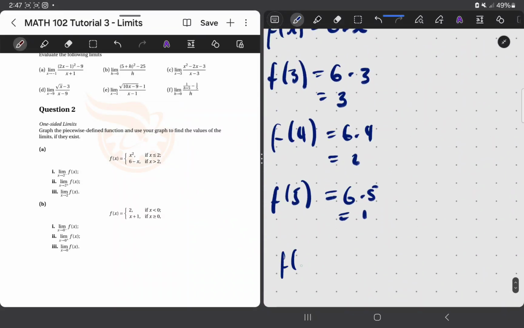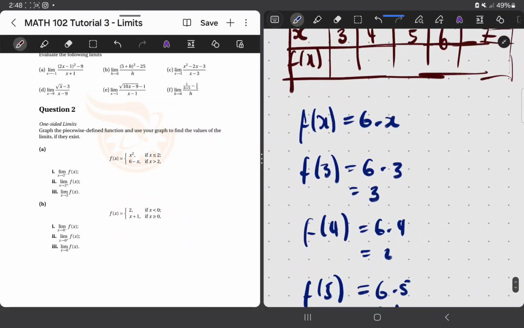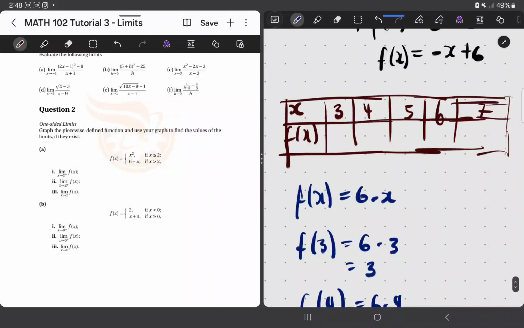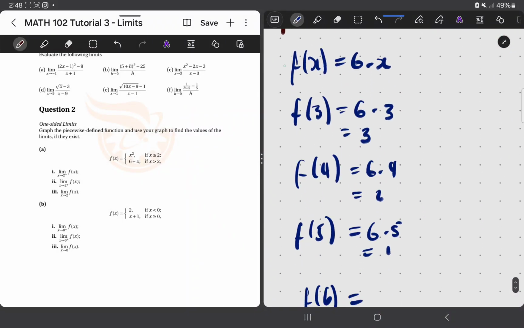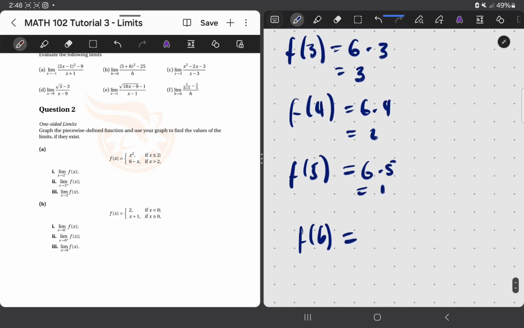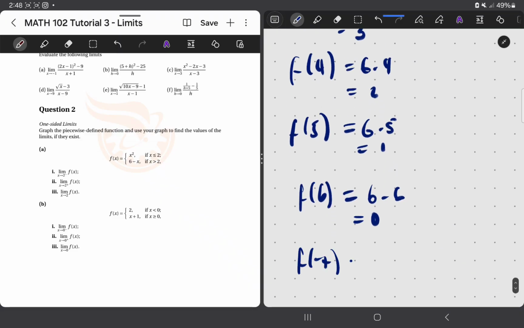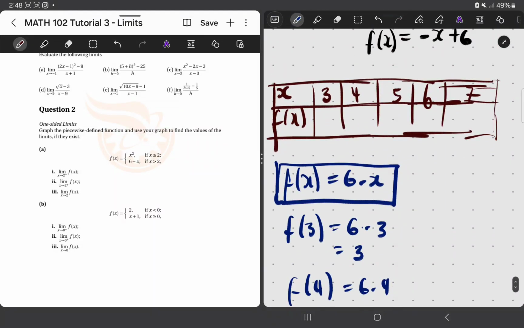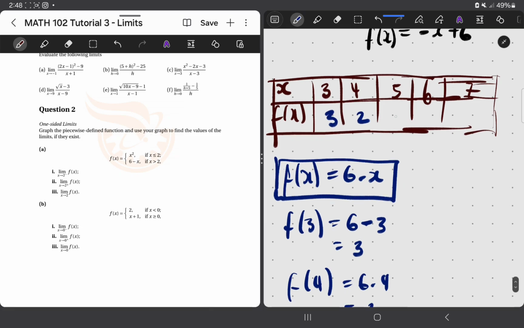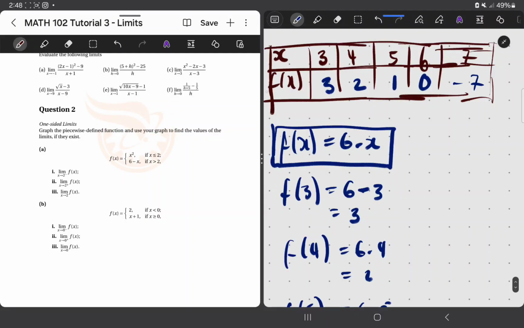Then f of 6 becomes 6 minus 6, which is 0. Then f of 7 is going to be 6 minus 7, which is equal to minus 1. And these are the values. So let's put them in the table. f of 3 is 3. f of 4 is 2. f of 5 is 1. f of 6 is 0. Then f of 7, we saw that it's minus 1.